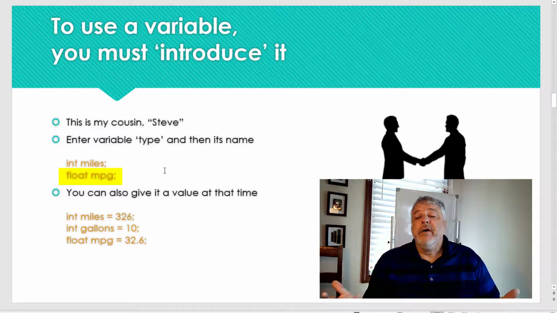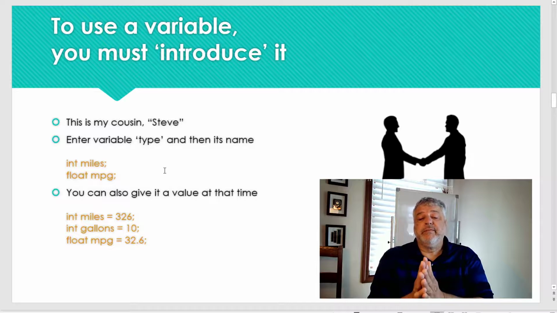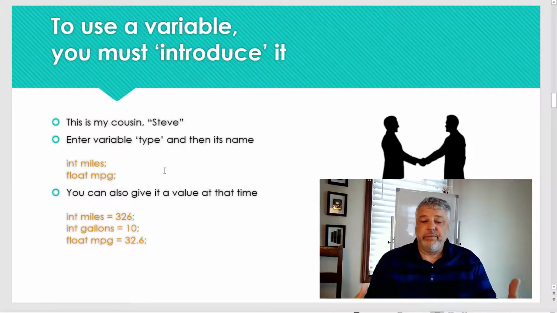Or I could make a floating point number that's going to hold miles per gallon. This is my float, mpg. And we don't have to say "this is my." You just give the type of the variable, int, float, and then you follow it with the name of the variable that you're going to use.